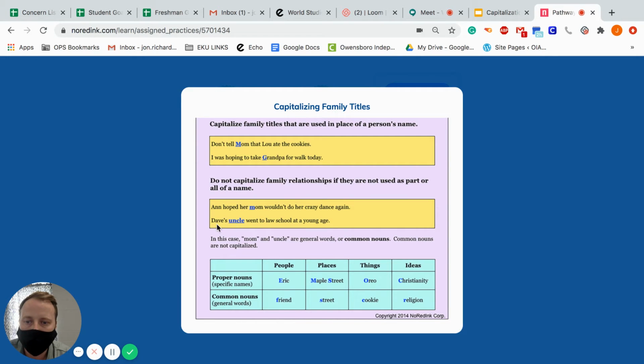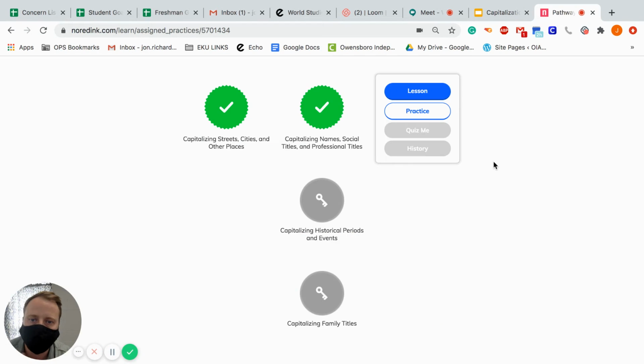Let's do it with this one, Bob. So Dave's Bob went to law school at a young age. Doesn't work, so you don't capitalize. Let's go check this one up here. I was hoping to take Bob for a walk today. Yeah, that makes sense. Okay, you can put Bob in there. So if you can replace it with a name, you capitalize it. Okay, so it's a fun little trick you can do.